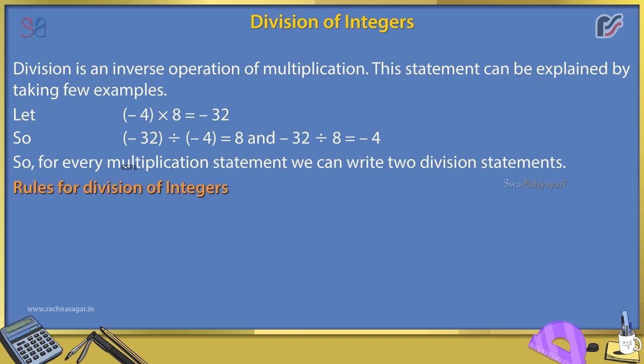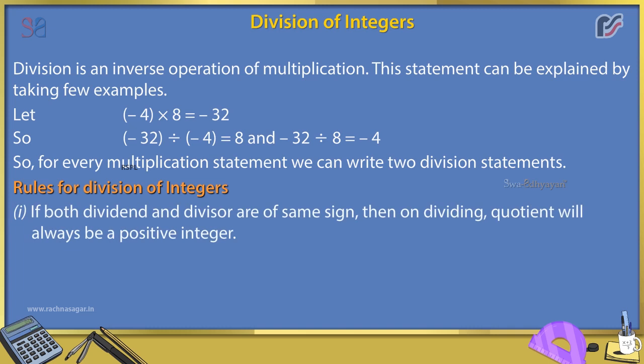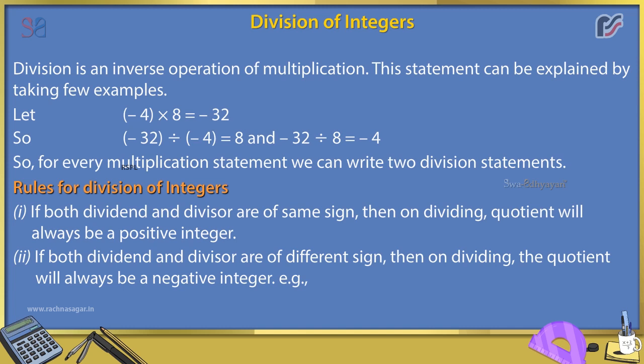Rules for division of integers. 1. If both dividend and divisor are of the same sign, then on dividing, the quotient will always be a positive integer. 2. If both dividend and divisor are of different signs, then on dividing, the quotient will always be a negative integer. Example. Divide A. 140 by (−20).